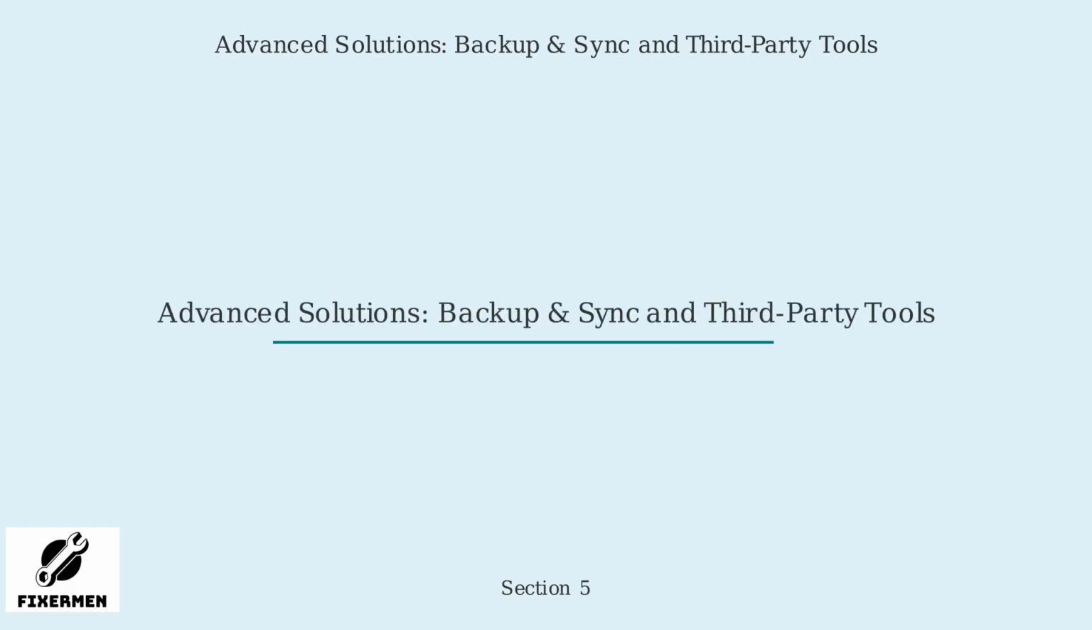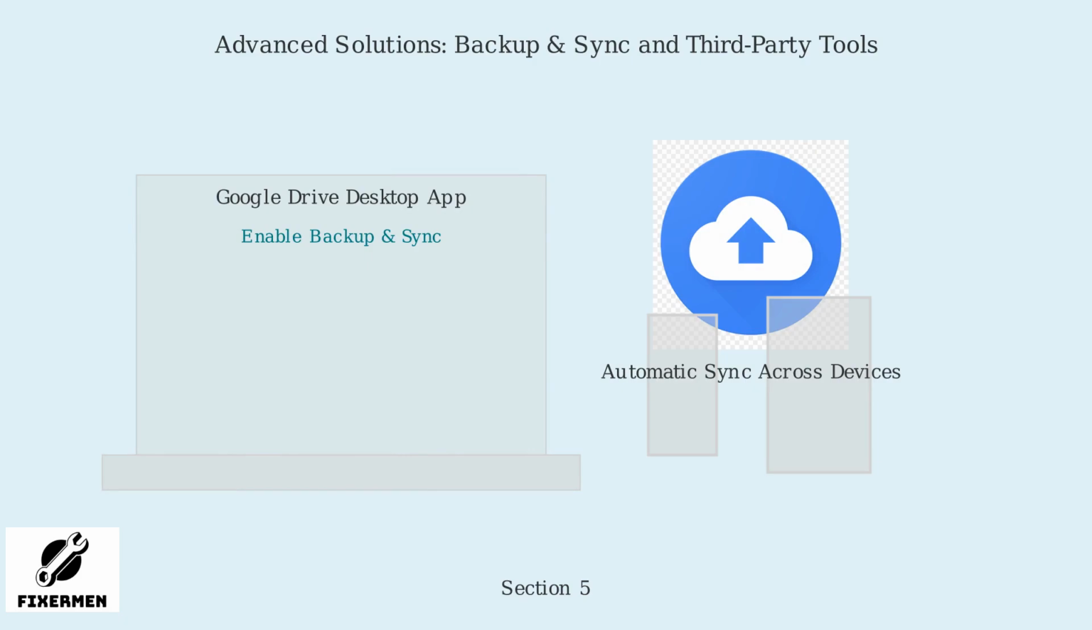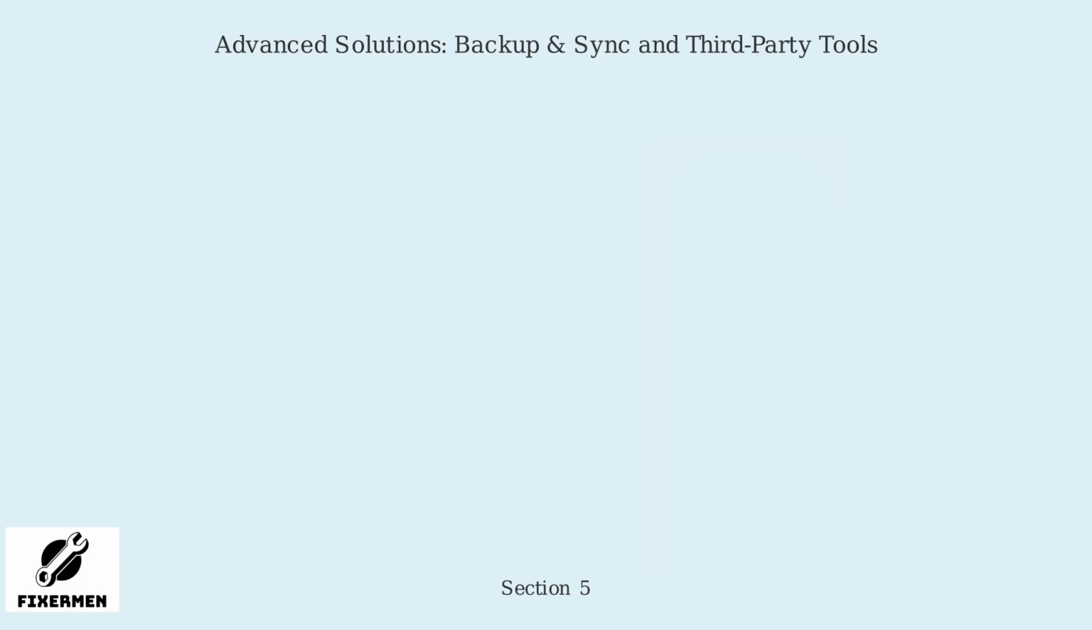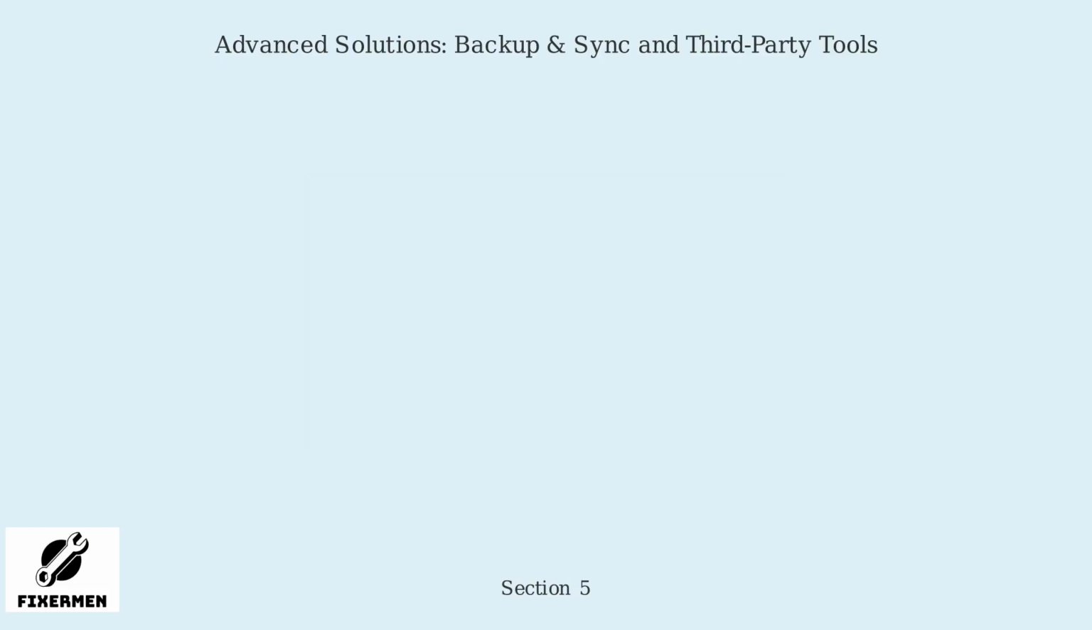For advanced solutions to Google Drive upload issues, let's explore the backup and sync feature and third-party tools that can make transfers more reliable. First, enable the backup and sync feature in the Google Drive desktop app. This tool automatically backs up your files and keeps them synced across all your devices in real time. For large or bulk uploads, consider using third-party tools like RClone. This open-source command line tool is designed for robust transfers, offering features like file chunking to break large files into smaller pieces and advanced error handling for reliable uploads.